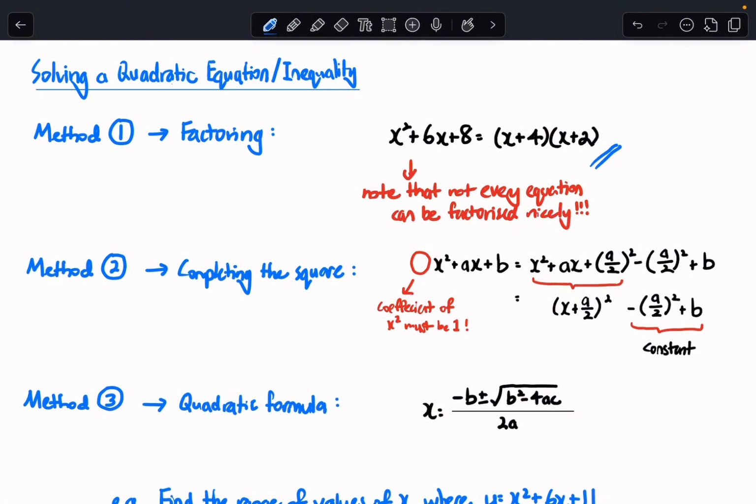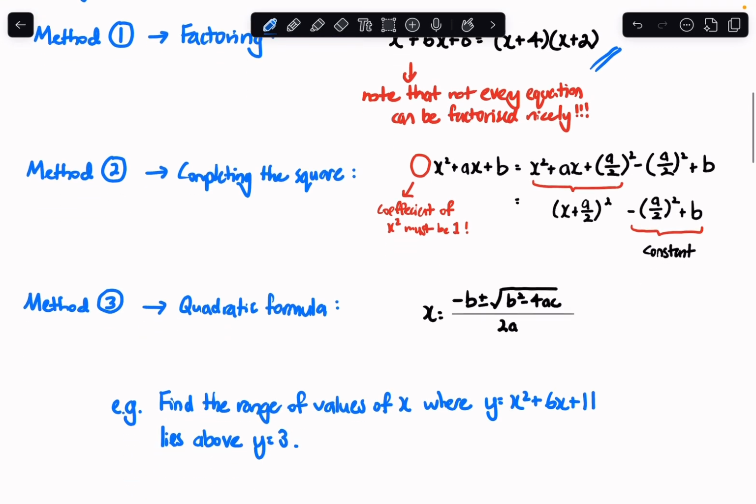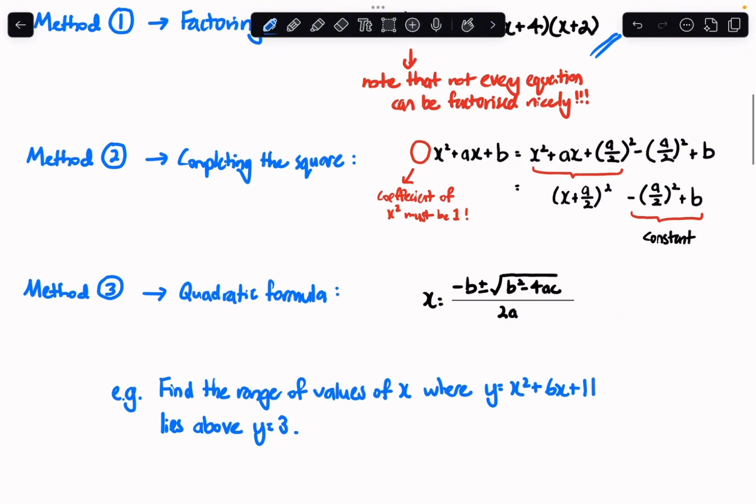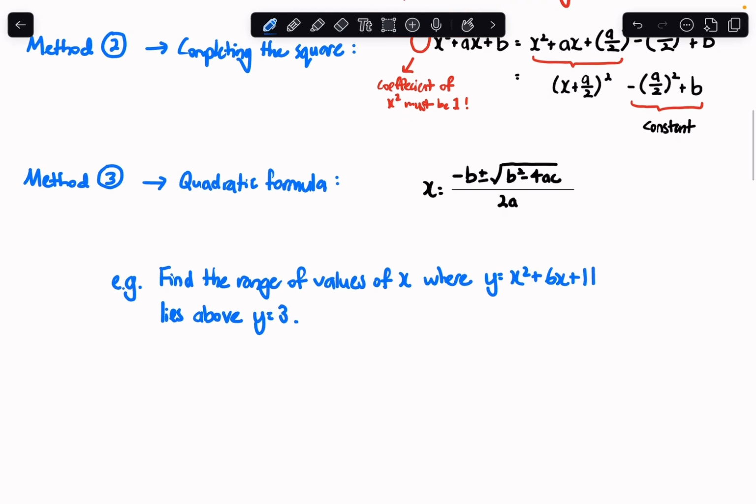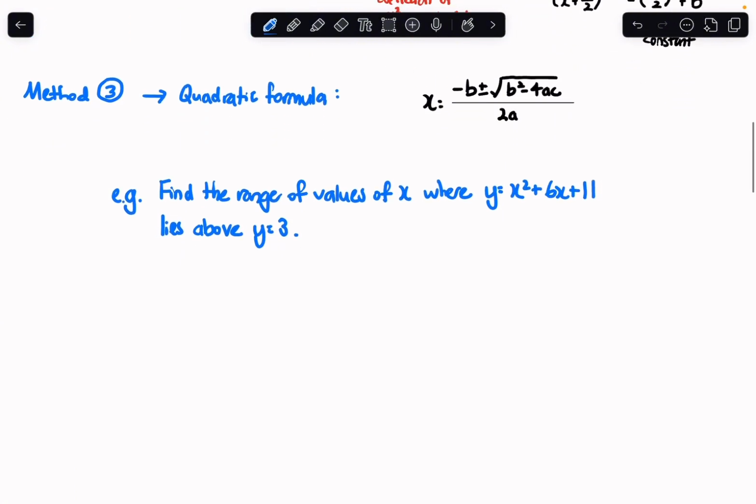And to press this in the calculator will be mode 522, if I'm not wrong. Do note that not every equation can be factorized nicely, and that's when we'll need to use method 2 and 3. Method 2 is completing the square, and we already covered this in chapter 1. Method 3 is the quadratic formula: x equals minus b plus minus square root of b squared minus 4ac, over 2a. Okay, let's try to do a question here.